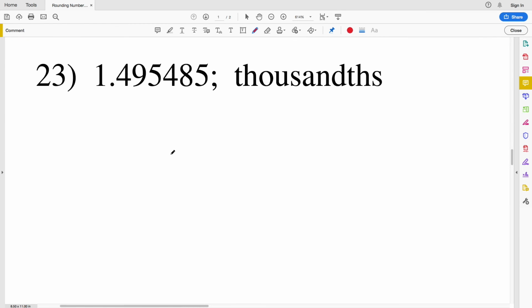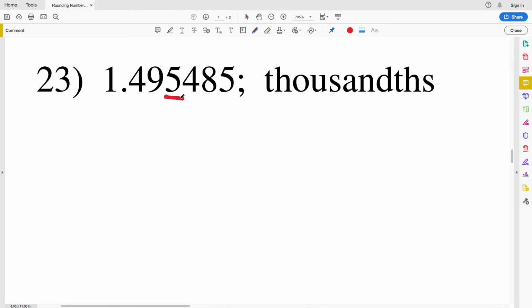In number 23, we're rounding to the thousandths, which is this 5 right here. So the digit to the right is less than 5, so we know we're going to keep the 5 as is. So this number will round to 1.495. It falls between 1.495 and 1.496. However, our number is closer to 1 and 495 thousandths.